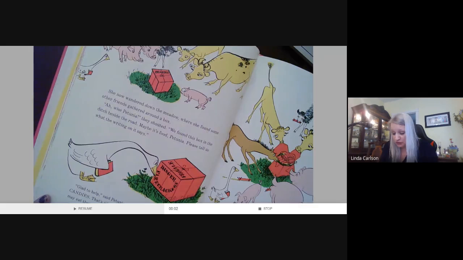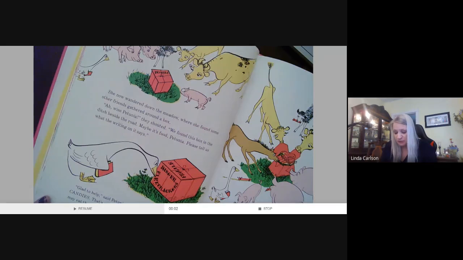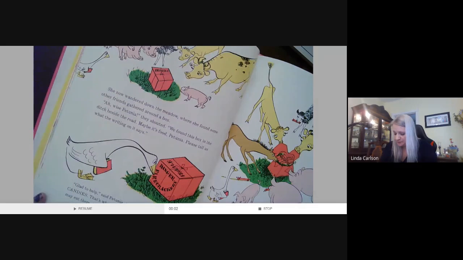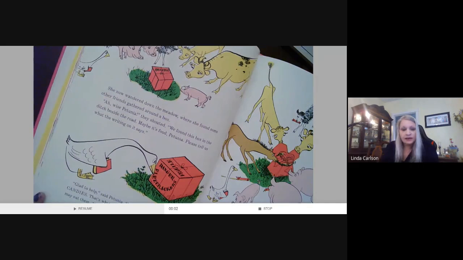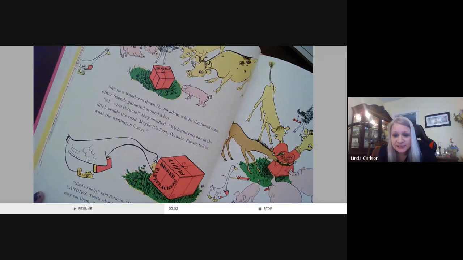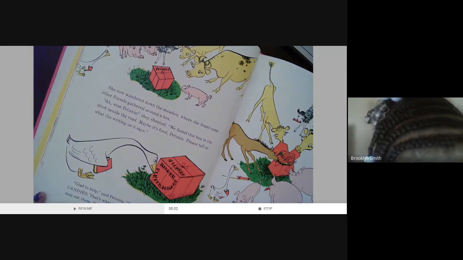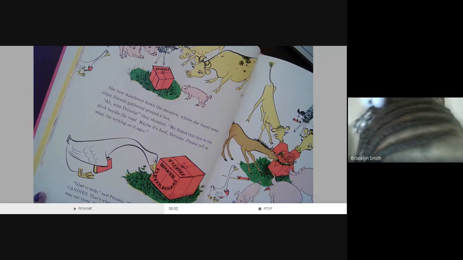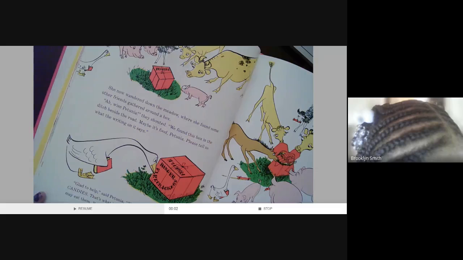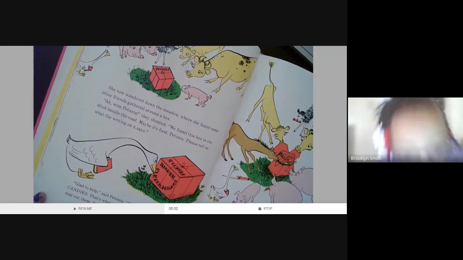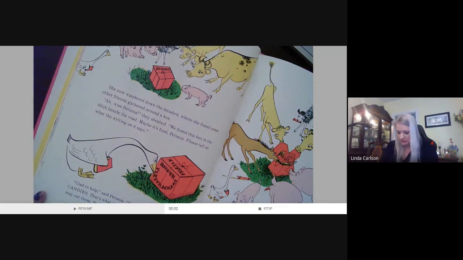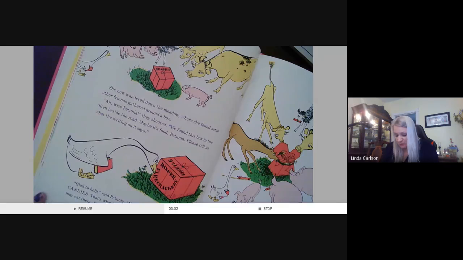"Ah, wise Petunia," they shouted. "We found this box in the ditch beside the road. Maybe it's food, Petunia. Please tell us what the writing on it says." Do you know what it says? Brooklyn? It says dangerous. Fireworks. Yeah, danger, fireworks.